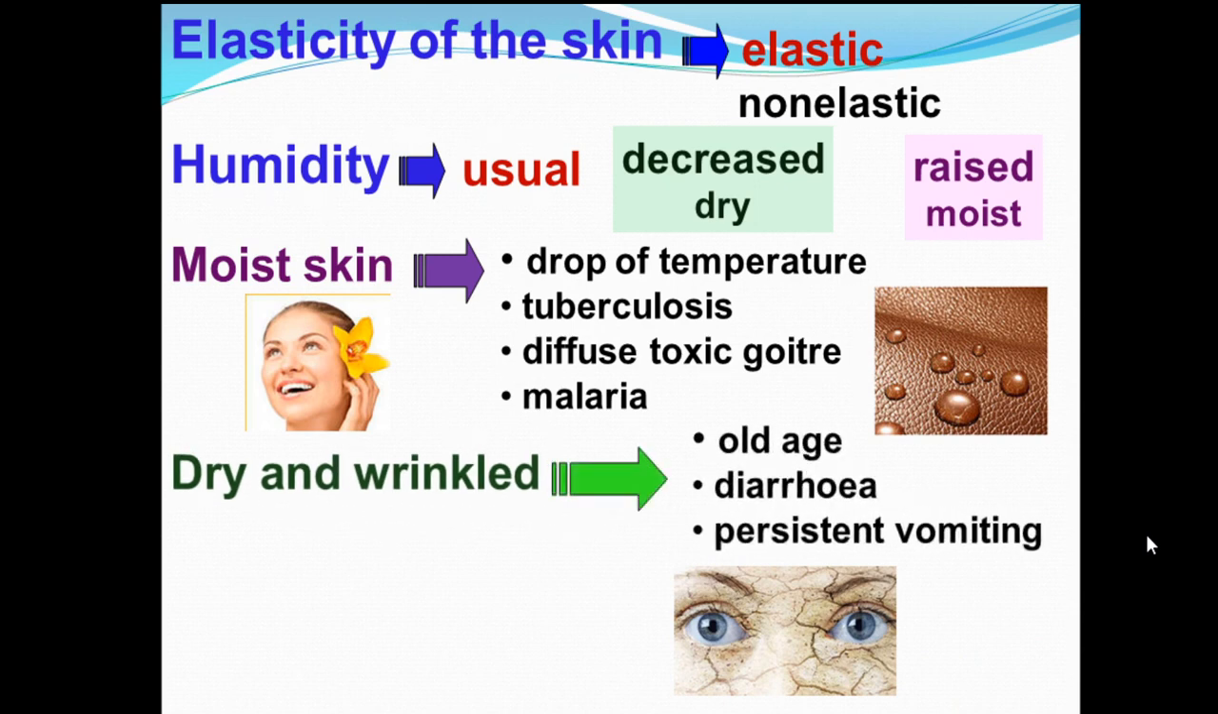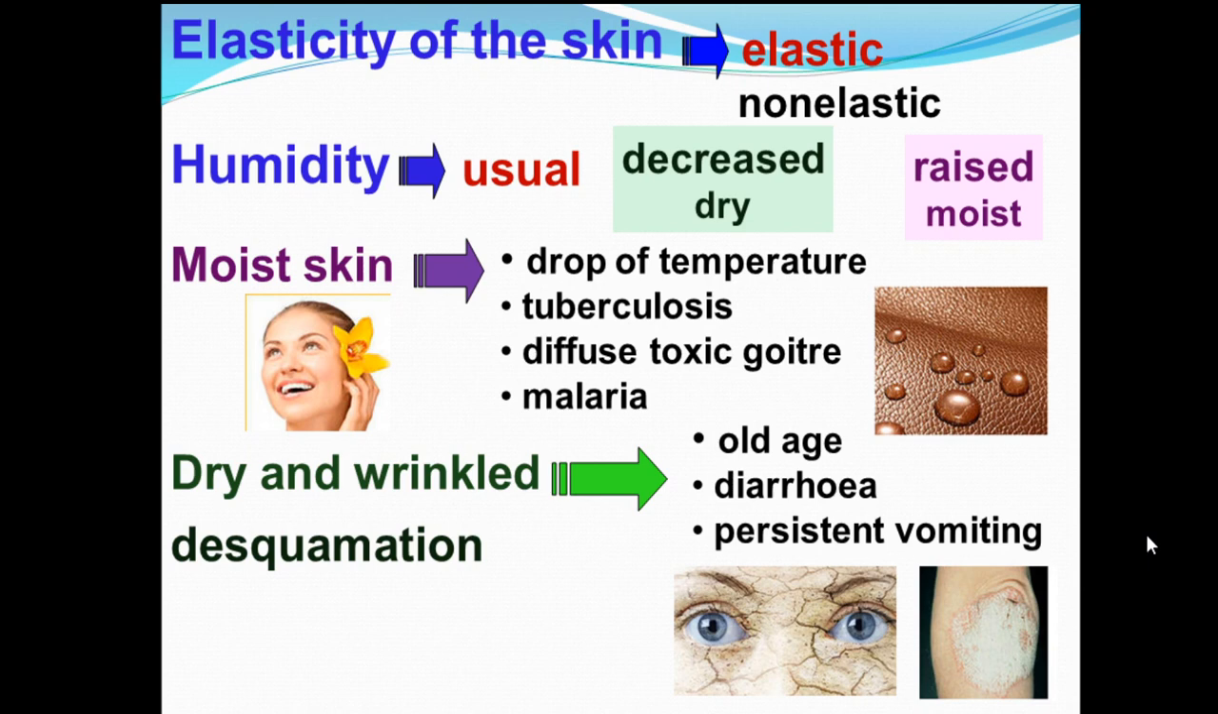Dry, wrinkled skin is physiologically connected with the age of the patient and will be assessed as the norm. But if we see wrinkled dry skin in a younger patient, we must ask him about non-adequate loss of water, which may occur after prolonged diarrhea, persistent vomiting, or intensive bleeding, and needs our emergency aid.